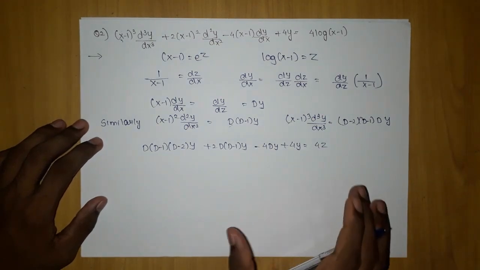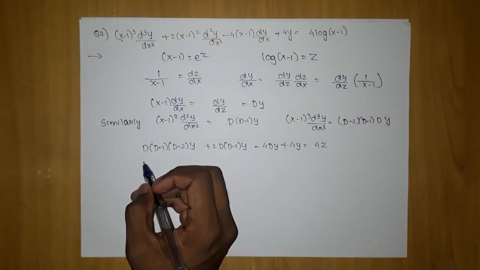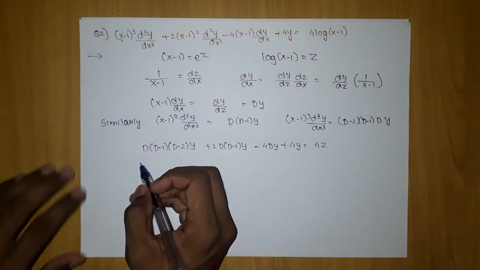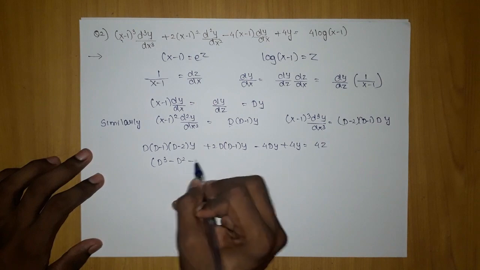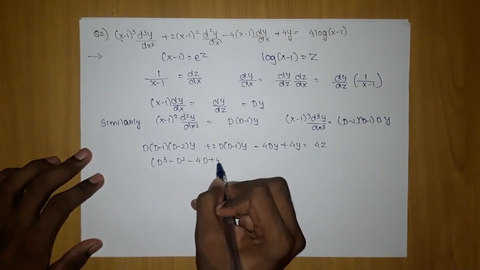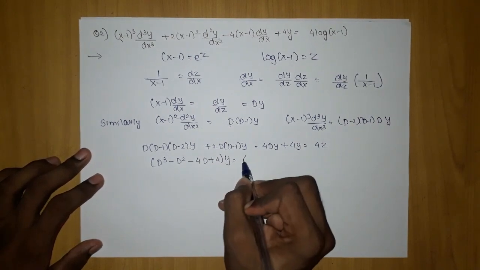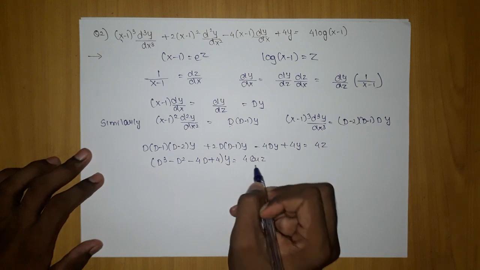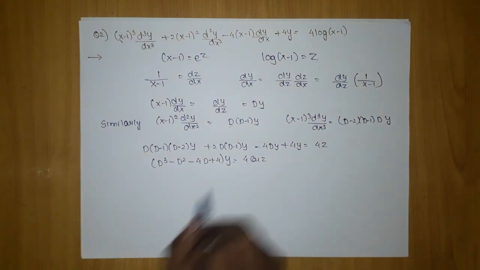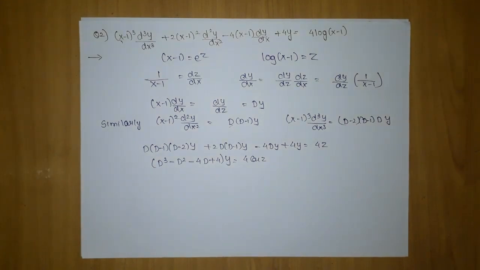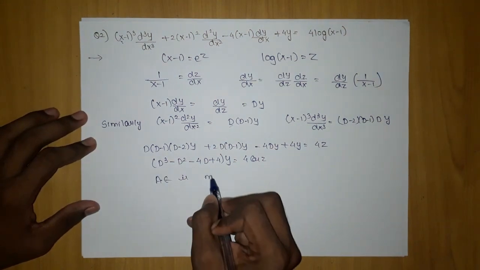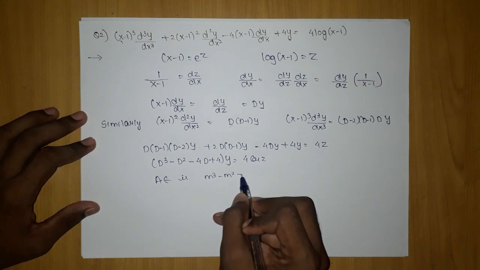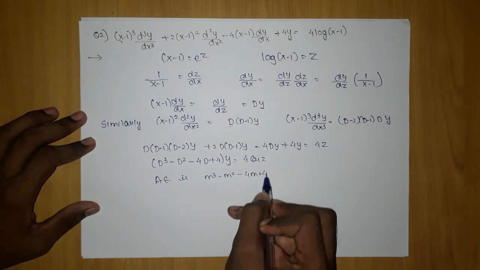Agree? So we are getting this thing. After this, if we simplify them, we are going to get D cube minus D square minus 4D plus 4 into y equals 4 cos z. Agree? So after this, we are going to get the auxiliary equation. The auxiliary equation is nothing but m cube minus m square minus 4m plus 4 equal to 0.